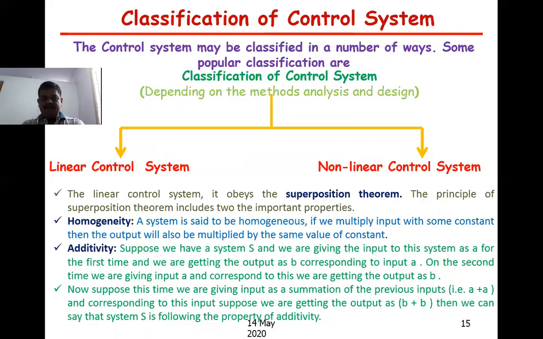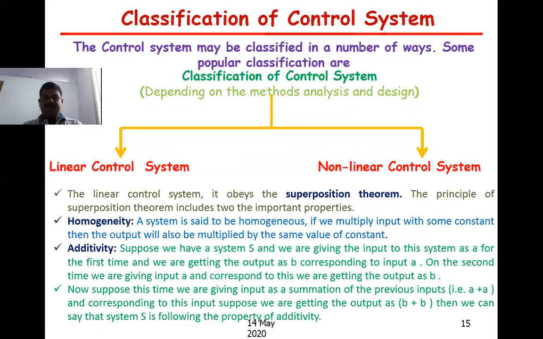Homogeneity means that if you multiply an input by some constant, you will get the same impact in your output. The output should be multiplied by the same constant that was applied to the input.